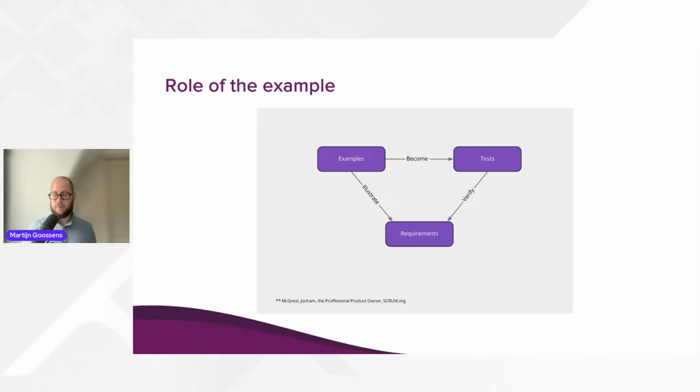This is from the Professional Product Owner by Scrum.org, Jochem McGreel, probably not pronouncing it right. But I fully agree that the outcomes of BDD, behavior-driven design, is super important from start to finish. It helps us at the start to create that alignment. In the middle, we make sure that it does the behavior that we want it to do. And how we built that is up to the technical decisions. But ultimately, we need to test that that works because that's the requirement.